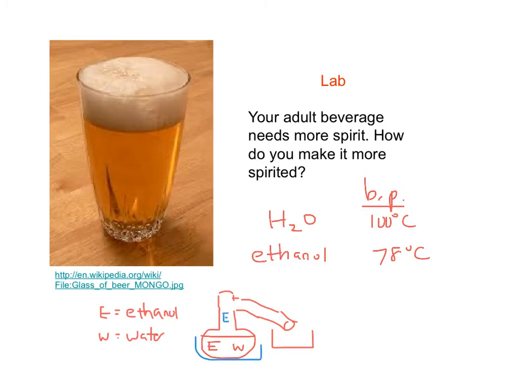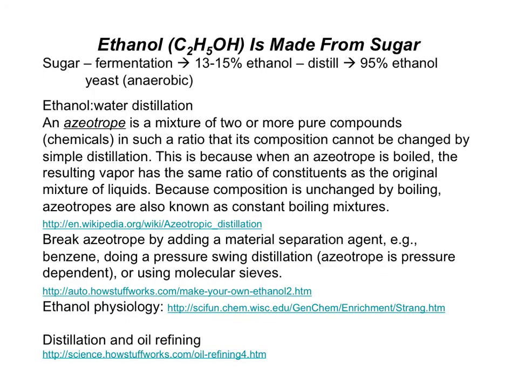The ethanol is a gas, so you want to cool that gas by passing it through a condenser to condense it back to a liquid. So here is your more spirited beverage. When sugar is fermented, ethanol is produced at about 13 to 15% concentration. To increase the concentration of the ethanol, you have to remove water, and that's done by distillation. Distillation produces 95% ethanol. That's 190 proof Everclear.